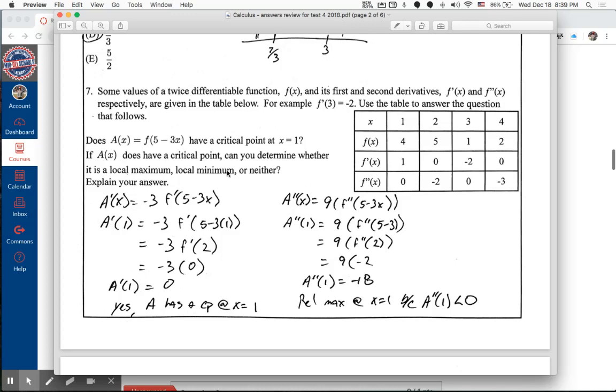Then to determine if it's a max or a min or neither, I need to plug into the second derivative. So I take the second derivative. My second derivative ends up giving me this. I plug in my 1, so that's going to be f double prime of 2. So f double prime of 2 is -2. So I have -2 times 9, which produces a -18. So that tells me I have a relative max at x equals 1 because my second derivative at 1 is less than 0. Because if my second derivative is less than 0, that means we're concave down. A critical point that's concave down is a max. A critical point that's concave up is a minimum.